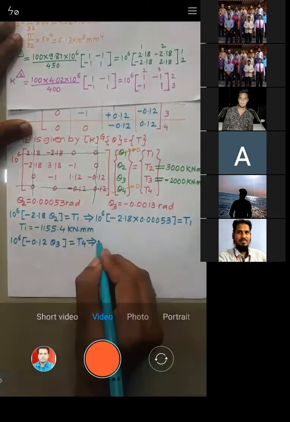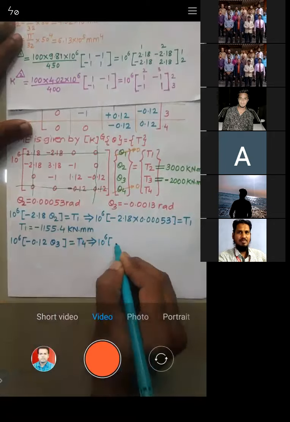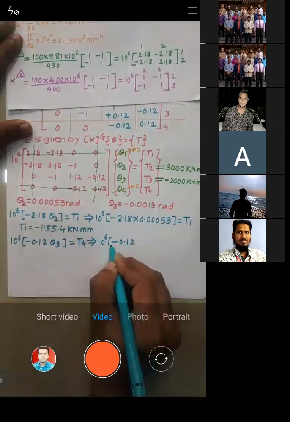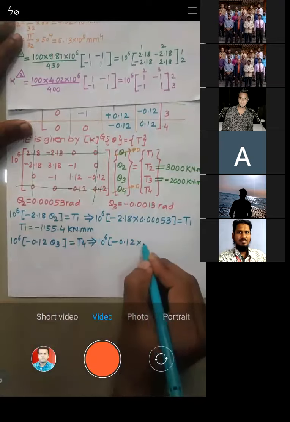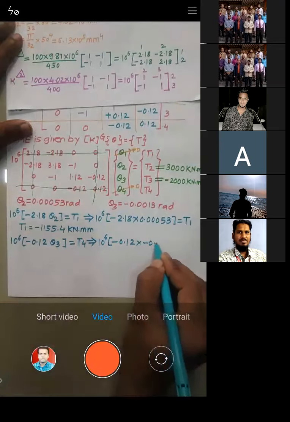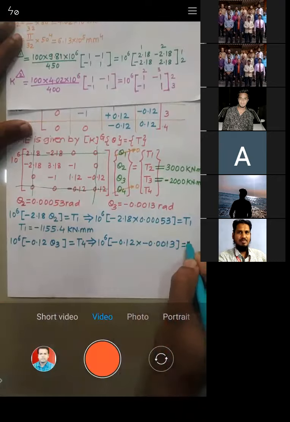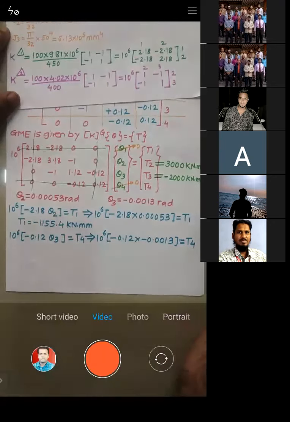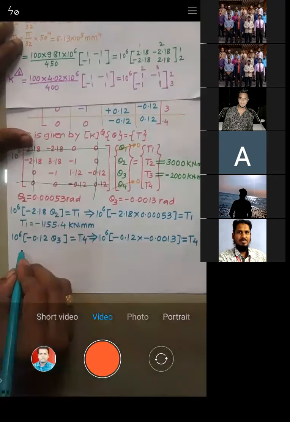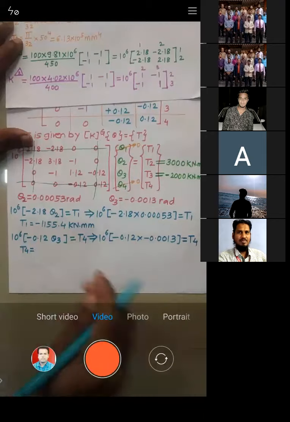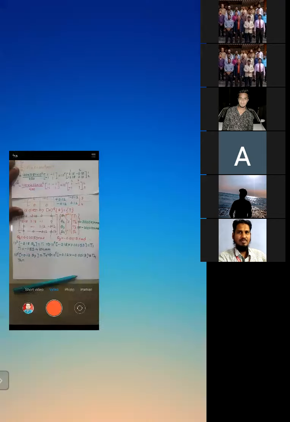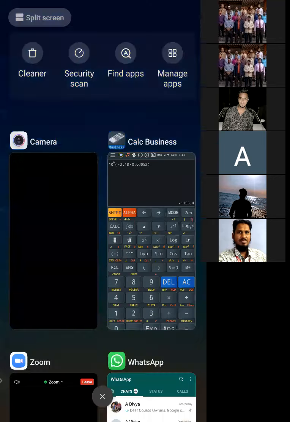So let's put that value. 10 raised to power 6 into minus 0.12 into theta 3, which is minus 0.0013, is equal to T4. So here you calculate the value of T4. Just do that again simply.